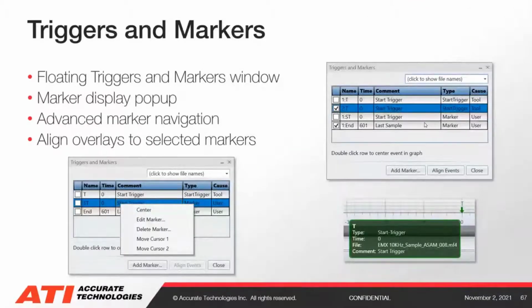Triggers and markers, I already did that. Those are floating now. So triggers and markers, and also your tooltip pop-up will overlay if you hover over a trigger while you're viewing a data item. You can see that in the very bottom right.